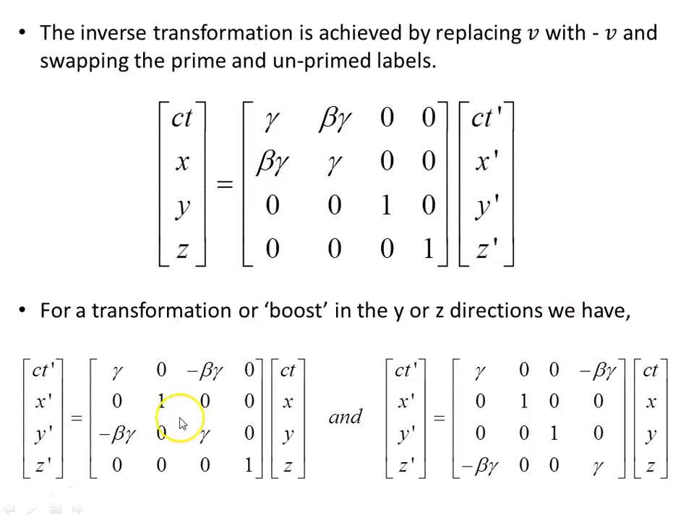Alright, for a transformation, or boost as it's called, in the Y or Z directions, we have for the Y direction here, and for the Z direction here. So that's the standard configuration for a boost in the Y or Z directions. Standard configuration is motion along the Y-axis only, or motion along the common Z-axis only.